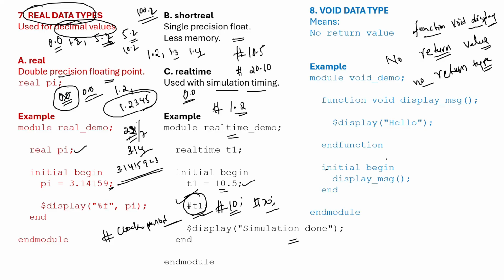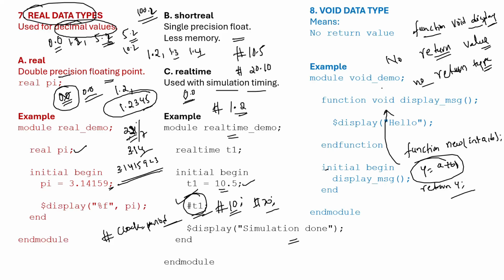Generally, how we represent a method: this is my function name called new. In this, some integers a and b you can represent. After that, y equal to a plus b I'm writing, then return y. This y value will be returned here, but that will not be available in function void display. This void cannot return any data type or any value. There is no return value here.